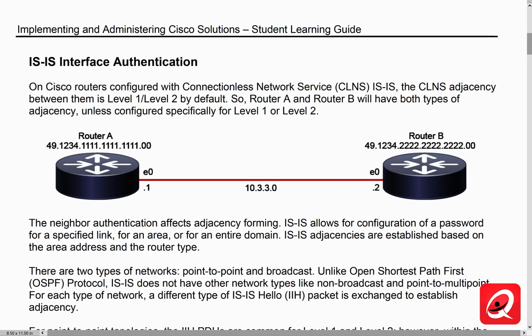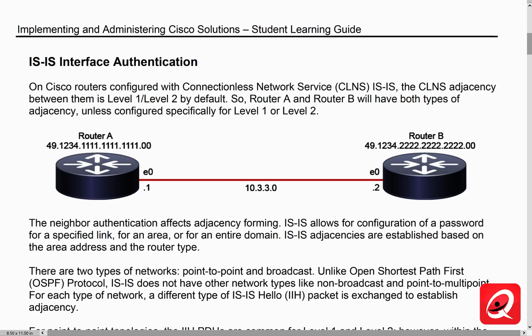So in this particular case, router A and router B have both types of adjacencies. It's not really depicted here, but we could have both of those level 1 and level 2 adjacencies. The neighbor authentication, just like we have authentication available within OSPF and authentication available within EIGRP, allows us to identify an authentication and integrity mechanism that we can use to establish those adjacencies. And you can see that the adjacencies are going to be established based on the router type, level 1 or level 2, and the area address.